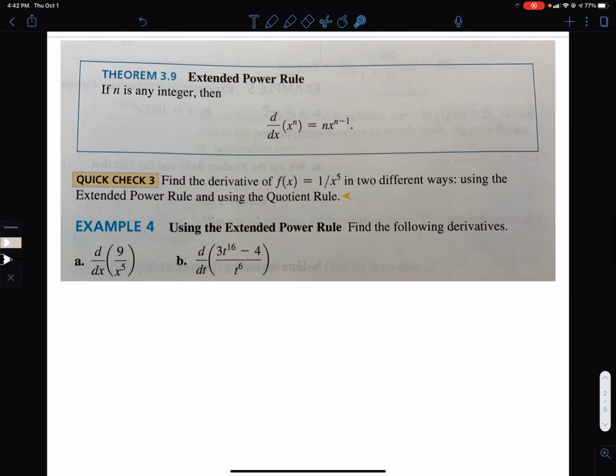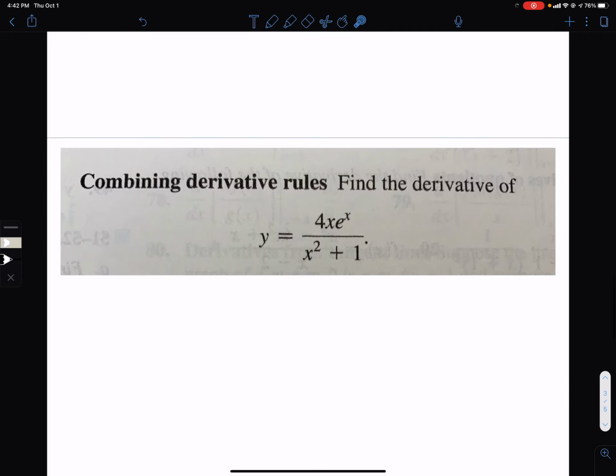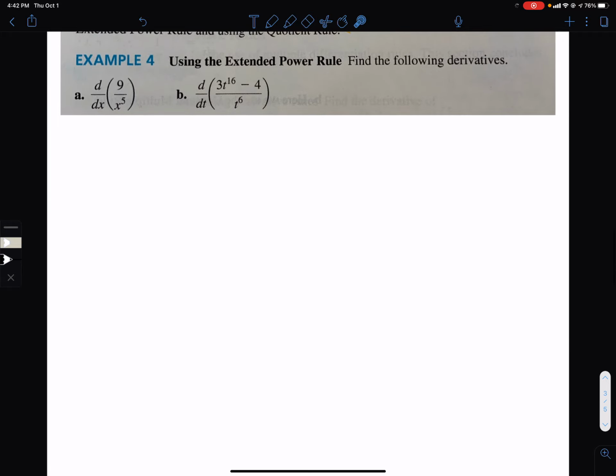Now, I will quickly do this extended power rule. Before, when we had the power rule, your n had to be a positive integer. Now they're extending it and saying it works with any integer. I've already told you it works with any rational number. We're going to get to that. So we're just going to use the power rule here, and we have a couple of examples, and then we have the crazy one at the end.